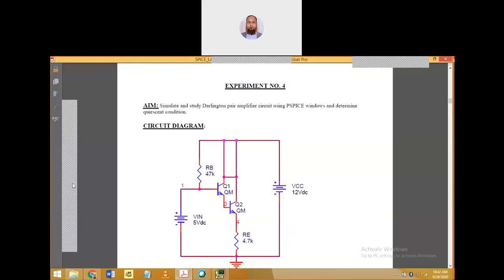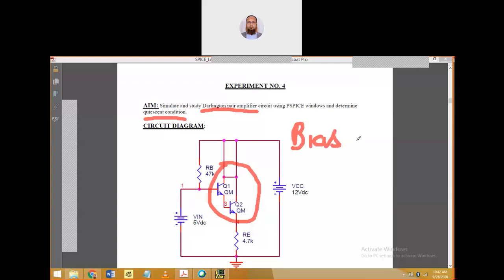So today we are going to talk about the BJT. The circuit shown here is the Darlington pair. The name is given here. This is commonly known as a Darlington pair. Here we use a pair of BJTs. The task is to determine the quiescent condition, which means we have to find the biasing point, or the Q point. This is our intention here: to find the Q point. These two things we want to calculate.